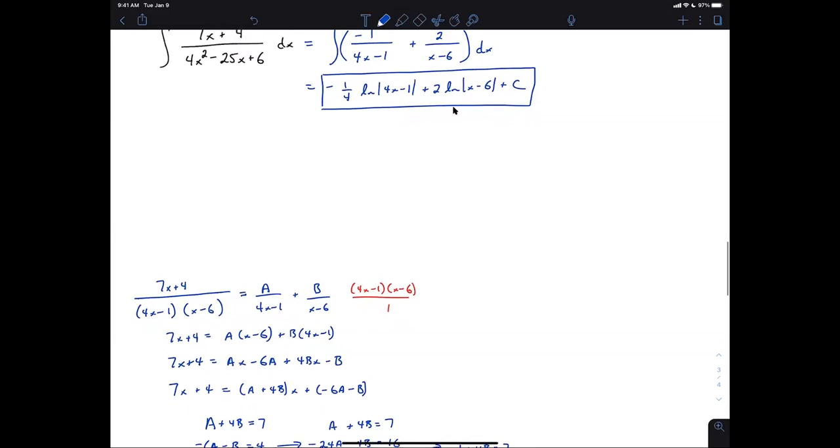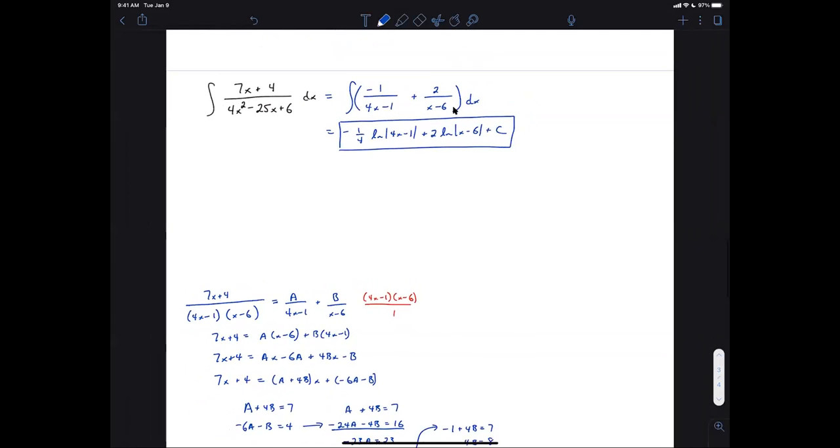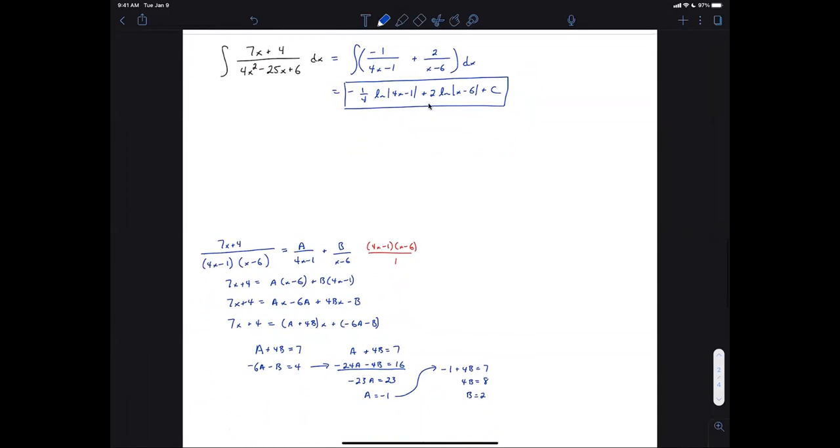The partial fractions part, let me see if it'll let me zoom out a little bit. All right. So the partial fractions part is at the bottom. There are several approaches to that, especially once you get down here, but the numerator of 4x minus 1, whether that's a or b, you should get -1 for that. And then the numerator of x minus 6, whether that's a or b, you should get 2 for that one.